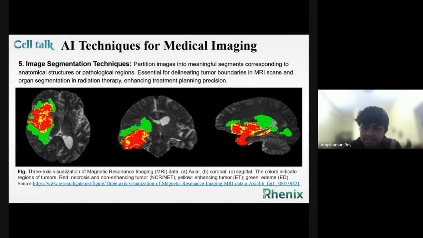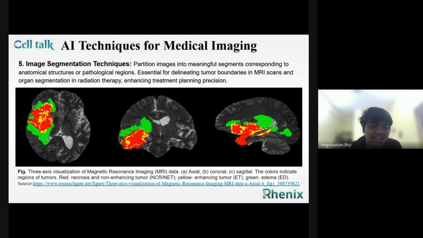Image segmentation techniques. Image segmentation techniques partition images into meaningful segments corresponding to anatomical structures and pathological regions. This is essential for delineating tumor boundaries in MRI scans and for organ segmentation in radiation therapy, enhancing treatment planning and precision.